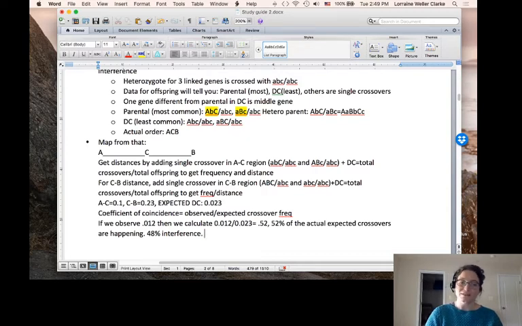So coefficient of coincidence is basically the percentage of the expected crossovers that are actually happening, and 1 minus that equals the amount of interference. Okay? Did that help with the whole pattern here? Again, I will post this current stream we're doing, and you can look at what I've written out. Good, I'm glad that it did help.